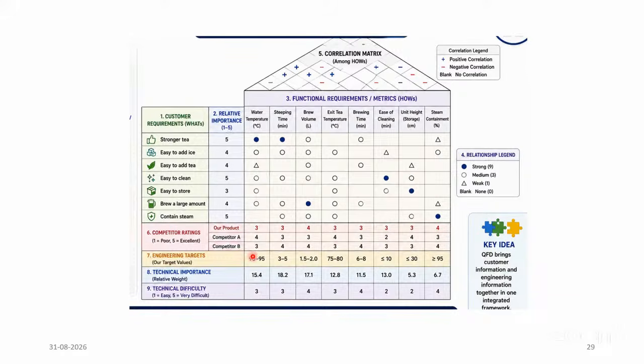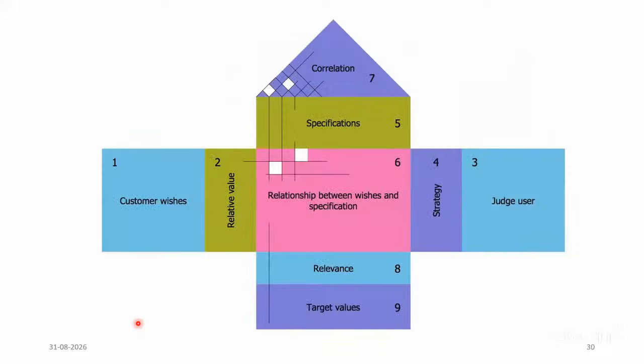Based on the metrics we set what is the target and we will work towards the target. After that we have technical importance and technical difficulty. With this our complete HOQ is done. So when you want to understand this picture, you can just go through this diagram. It will give you a rough idea. It starts with the customer needs and it closes with the technical difficulty.